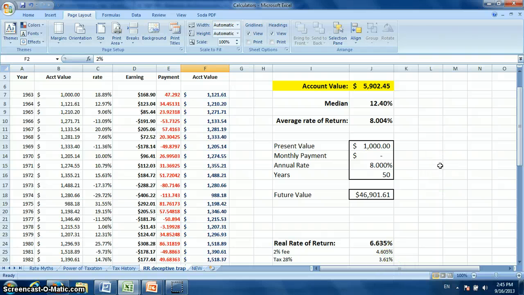And these are just a couple of things. Number one, the fees; two, the taxes; and three, the difference between the actual rate of return and the average rate of return.